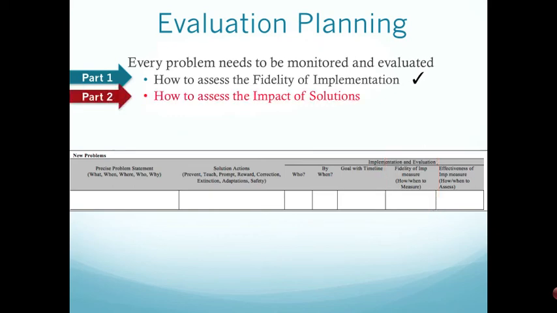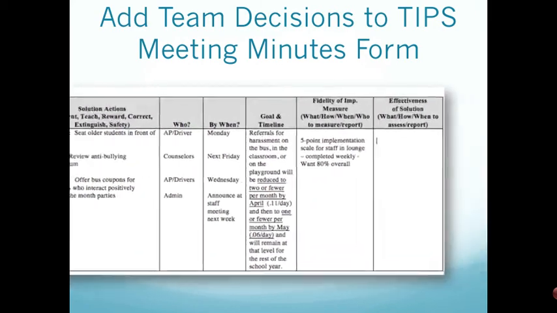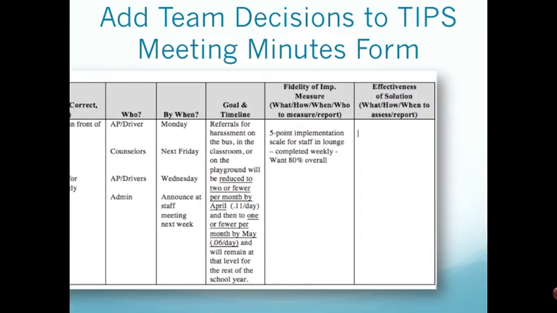Now, we also have to talk about what kind of data we want to gather to know whether we've reached our goal or not. And this again will be entered on to our TIPS meeting minute form. Here's an example. If we look at the fidelity of implementation, we see that they used a question that was posted in the staff lounge that was completed weekly. Their outcome data is going to be using SWIS office discipline referrals for harassment based on their precise problem statement.